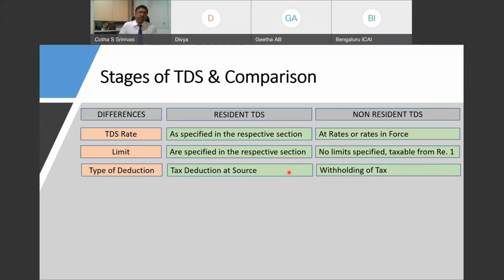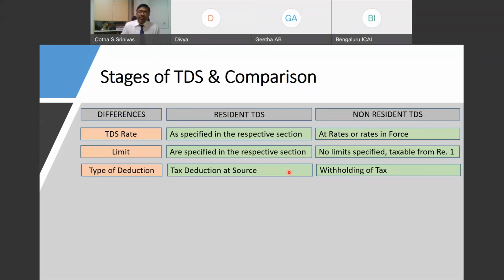Say, another example, if I take 194C for contract payments, there will be 1% or 2% depending upon the status of the assessee. So let us take 2%, not individuals or HUF, 2%. We are making a payment to a firm or a company at 2%. But the ultimate tax liability may not be 2%. They may be paying at 30% or 25%, whatever it is. So tax deduction at source is done at a specific rate.